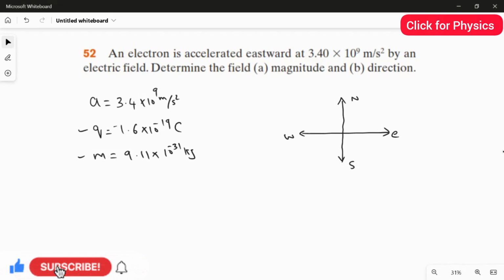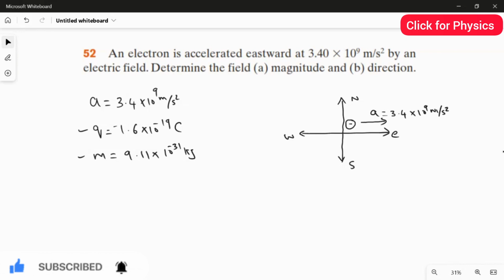Here, what they give in the question is an electron, and this electron has an acceleration in the eastward direction. In this direction the acceleration value is 3.4 multiply 10 power 9 meter per second square. Now by using this, we are going to find the direction of the electric field. We already studied in the theory that if you place an electron in an electric field, the electron will experience a force opposite to the direction of the electric field. So from the diagram itself, you will get the answer.